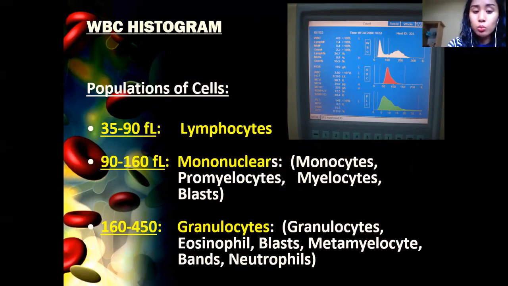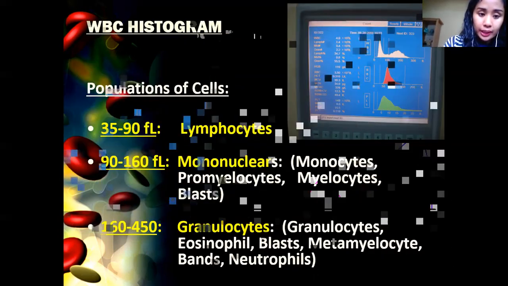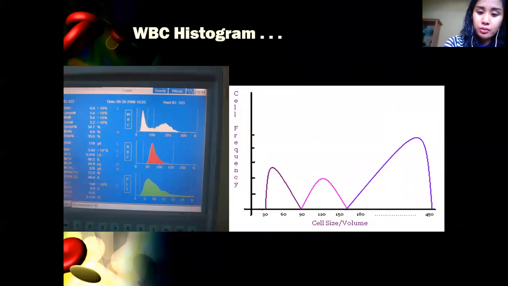Next, granulocytes are 160 to 450. The granulocytes are quite large. Compared to the normal MCV of the RBC, which is 80 to 100, a granulocyte's volume can be as high as 160 to 450, like double the size, especially for blasts. So, as I said, 90 to 160 in the middle can pertain to your lymphocytes, and 160 onwards, granulocytes.